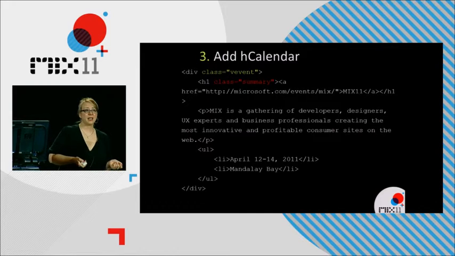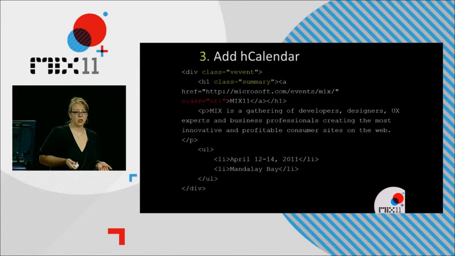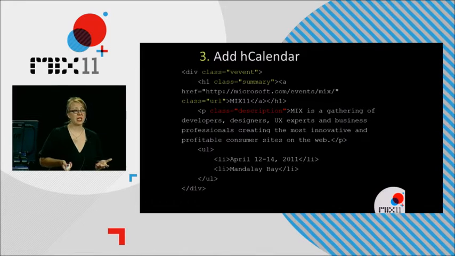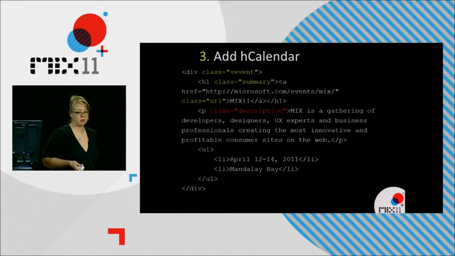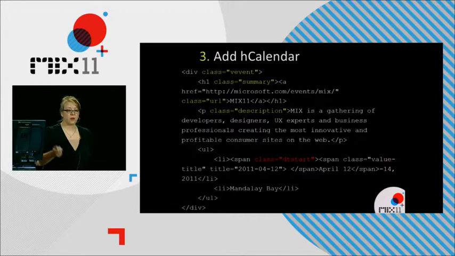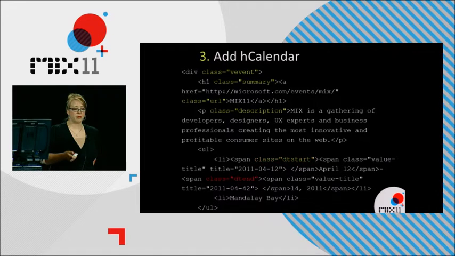So I'm going to add class summary to my H1 because that contains the name of my event. To the link to the website for the event, I'm going to add URL. To the paragraph that contains the description of the content, I'm adding class equals description. And then for my start date, I add dtstart. For my end date, dtend. And lastly, location. And it's, yes?